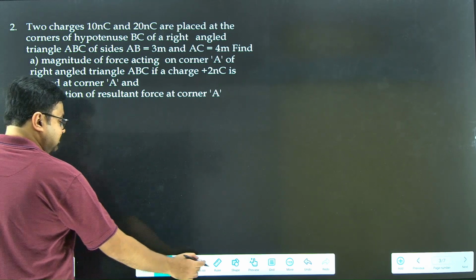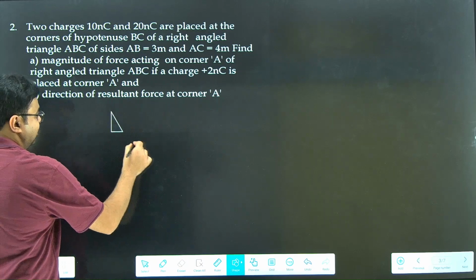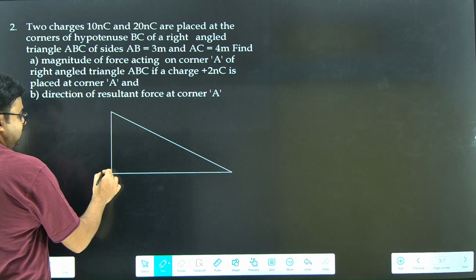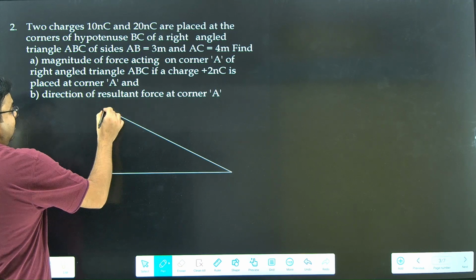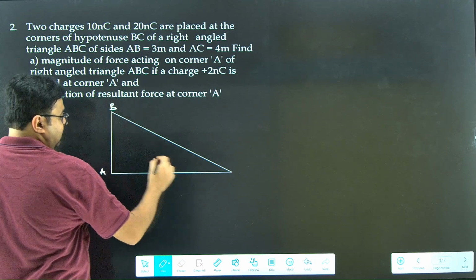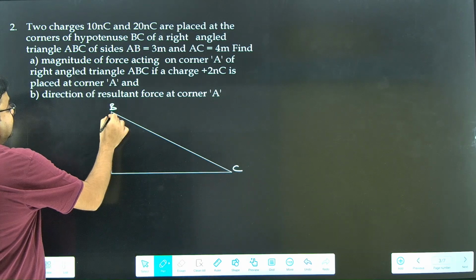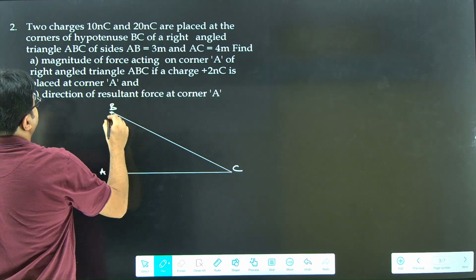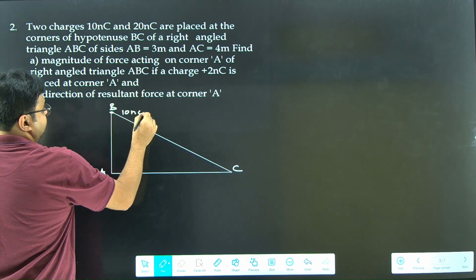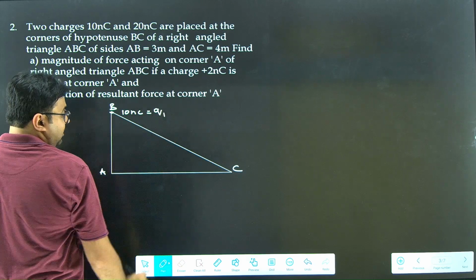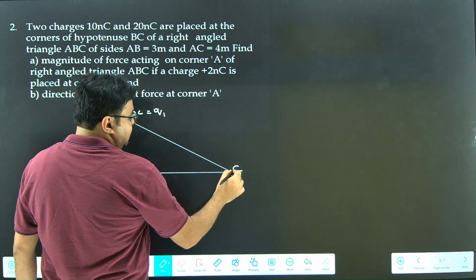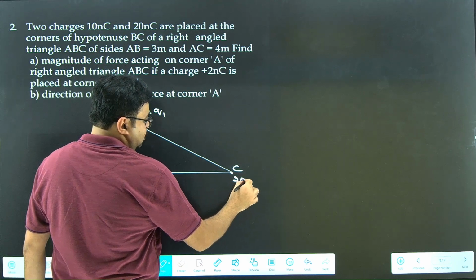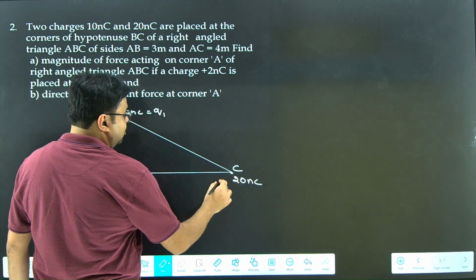So let us imagine this triangle ABC to begin with. So that's our triangle ABC, by the way. Let me call this particular corner A and we will call this B, and then we will call that C. The charge that is placed at B, the question says, is 10 nanocoulomb. We will call that, let's say, Q1, and the charge that is placed at C is 20 nanocoulomb. So we will call that Q2 if you like.